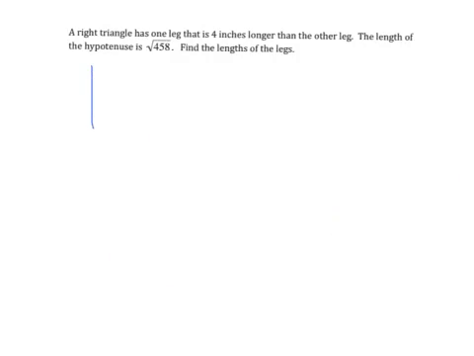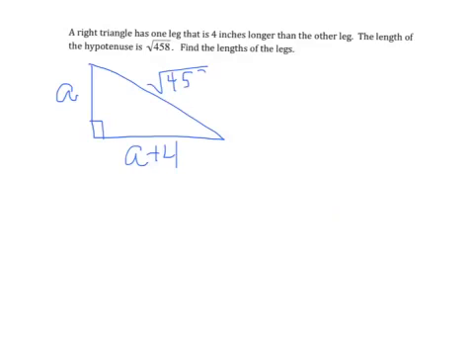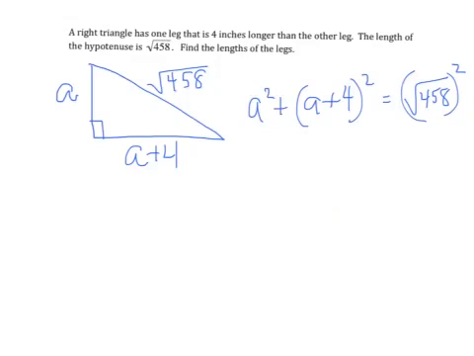Let's try this one by maybe starting with a picture. A right triangle has one leg that's 4 inches longer than the other leg. So if this is a, this would be a plus 4. And the hypotenuse is the square root of 458. So to put this into an equation, I would have a squared, and then the second leg would be a plus 4, and the whole quantity would be squared, equal to the square root of 458 squared.